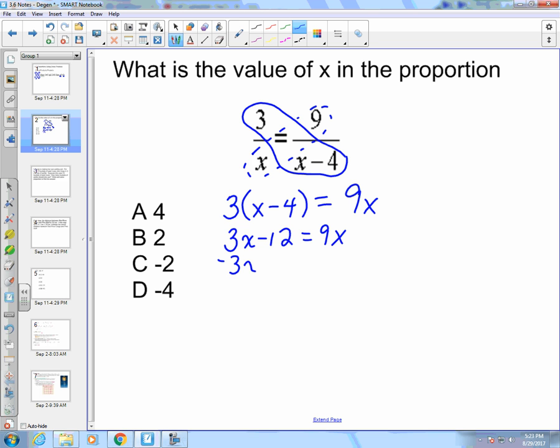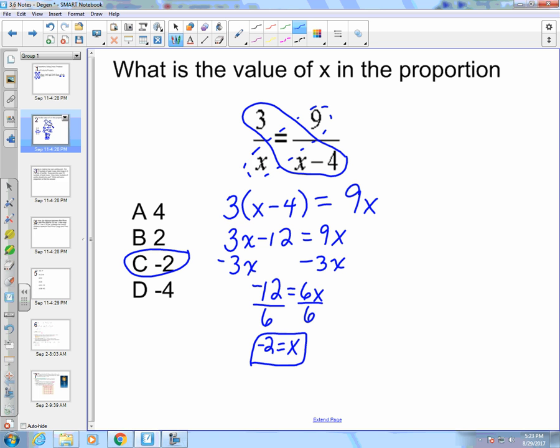So that means that I'm going to subtract 3x on both sides and have negative 12 equals 6x. And now we're down to a one-step equation where we can divide by 6 on both sides and have x equal to negative 2. Look at that. That's one of the answers that we're supposed to have. I've shown my work in order to come up with it.